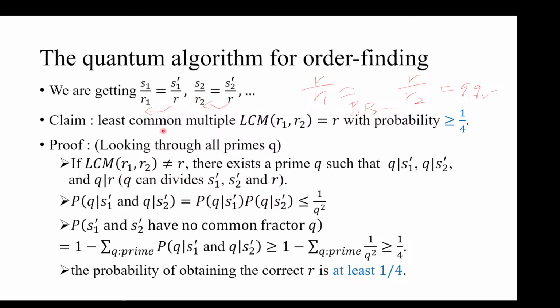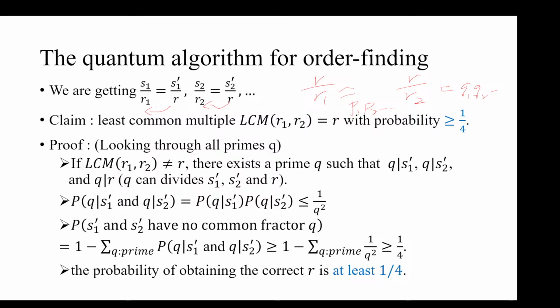And so for the least common multiplier to be not equal to R, these two ratios must share some common prime. We just call it Q. Okay, and so Q will divide S1 prime, divide S2 prime, and also divide R. And yeah, I guess it is the most technical statement here.